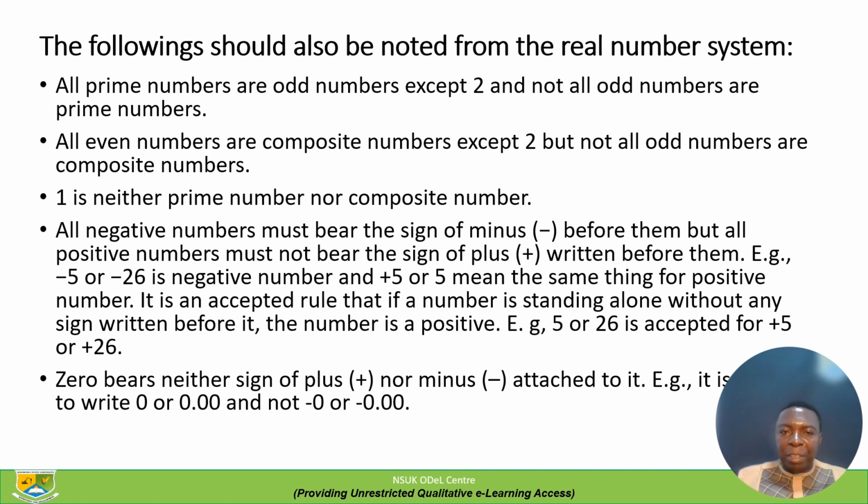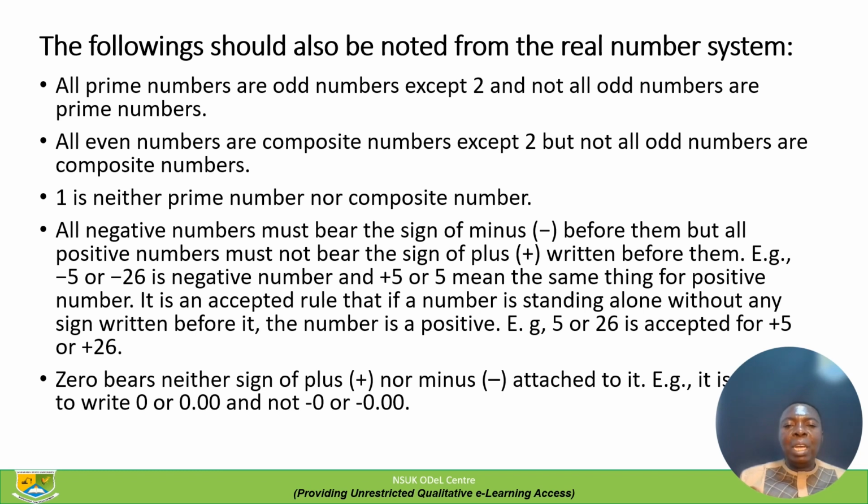1. All prime numbers are odd numbers except 2. And not all odd numbers are prime numbers. 2. All even numbers are composite numbers except 2. But not all odd numbers are composite numbers. 3. 1 is neither a prime number nor a composite number. Have it: 1 is neither prime nor composite.